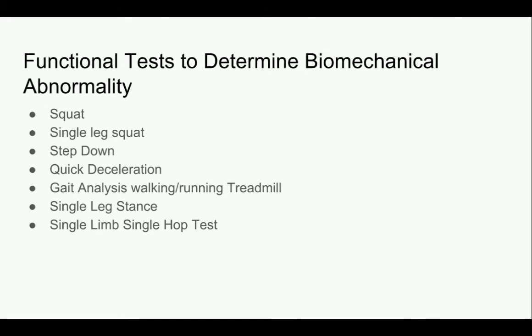Good ways to assess these biomechanical abnormalities would be some functional testing, including squatting, single leg squat, stepping down. If you have an athlete, you could have them do quick deceleration and watch for these things. A gait analysis would be good as well with an athlete, looking at walking or running on a treadmill. Single leg stance or single hop test are just a few that you could do.